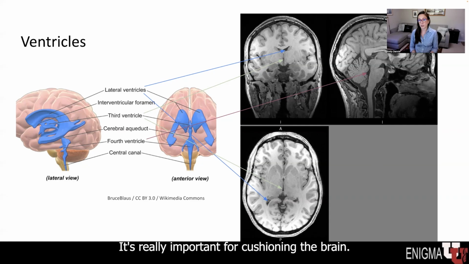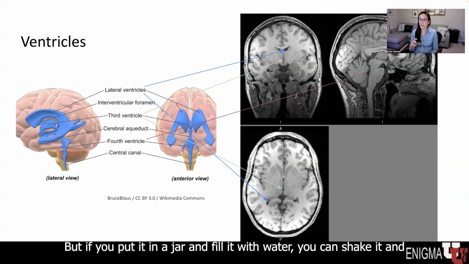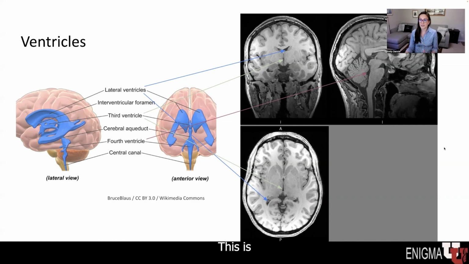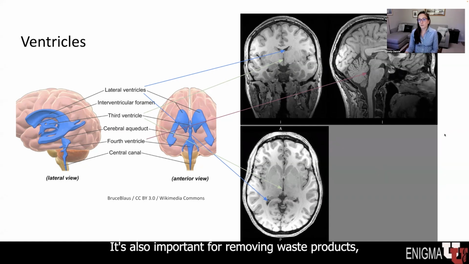And CSF, or cerebrospinal fluid, contains lots of nutrients. It's really important for cushioning the brain. Again, coming from the perspective of a TBI researcher, it acts as a cushion. Just like the experiment, if you put an egg in a jar and shake it, the egg will break. But if you put it in a jar and fill it with water and shake it, it's less likely to break. This is one of the important things that the CSF does for us as well. It's also important for removing waste products. It just generally helps the central nervous system function.